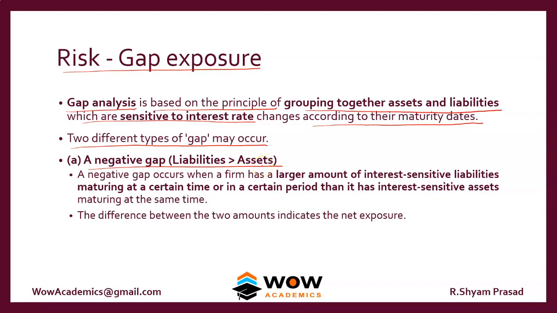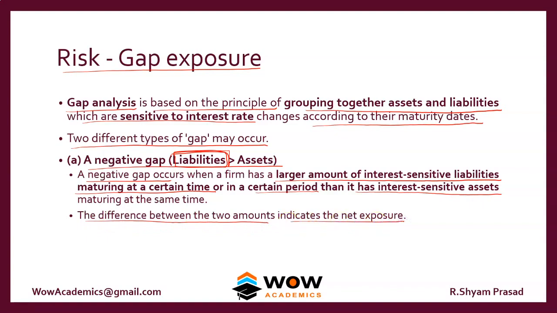So what happens is a company has both an interest rate asset and a liability which is based on an interest rate. So sometimes the liabilities are more than the assets. So if the interest rate goes up or down, it hurts one part of the equation a lot when compared to the other. A negative gap occurs when a firm has a larger amount of interest sensitive liabilities maturing in a certain period than it has interest sensitive assets. The difference between the two amounts indicates the net exposure.